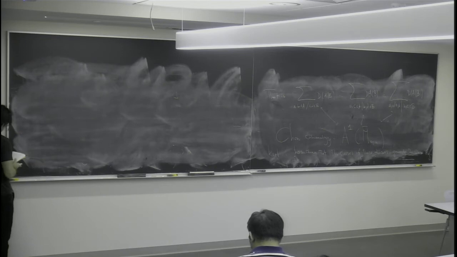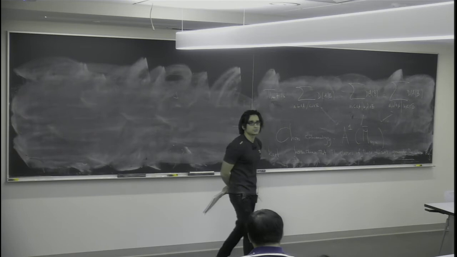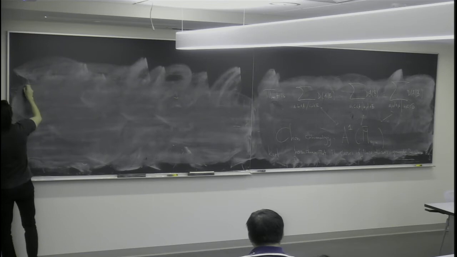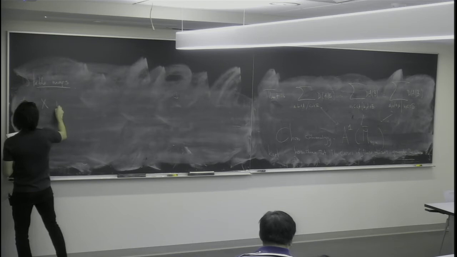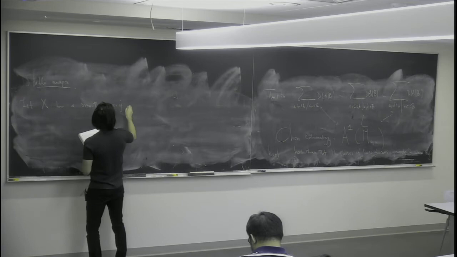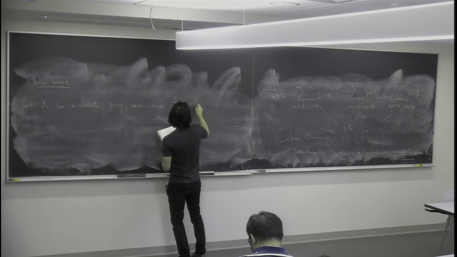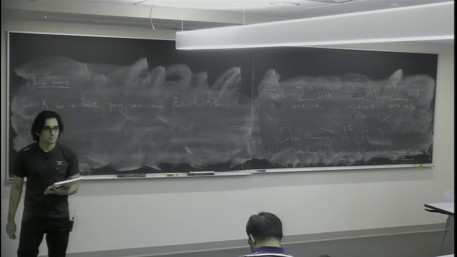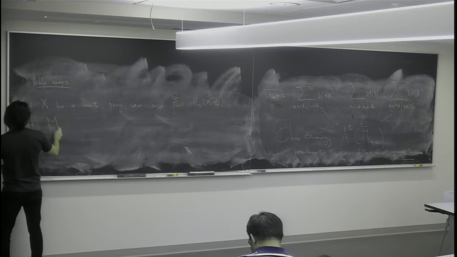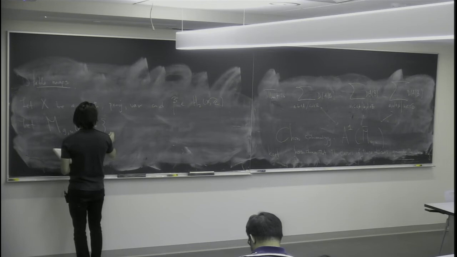Now again, let X be a smooth projective variety, and this time we fix a class in integral homology of X. Fix some homology class. Now let M G N X beta be the set of isomorphism classes of pointed maps. Let's call them C, p1, ..., pn.